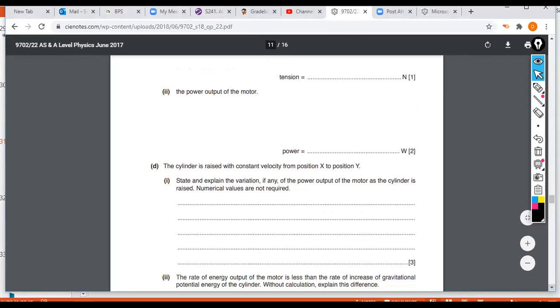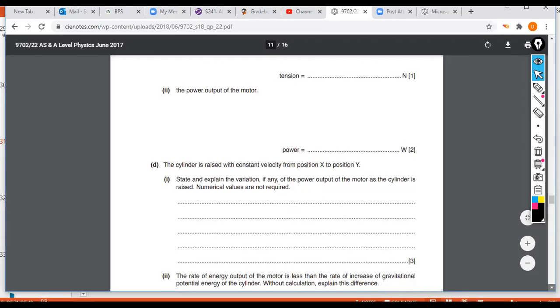They're saying numerical values are not required, but we could sort of say, well, this upthrust force is going to decrease from 200 to 0 as we lift it. And so the motor has to provide all the rest of that force. So instead of only providing 360, it's going to have to provide all 560 newtons of force to lift the weight of that cylinder. And so the power output of the motor is going to have to increase, right? To keep it at a constant velocity, it's going to have to provide more power in order to do that.